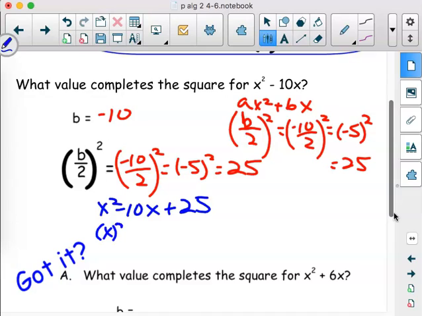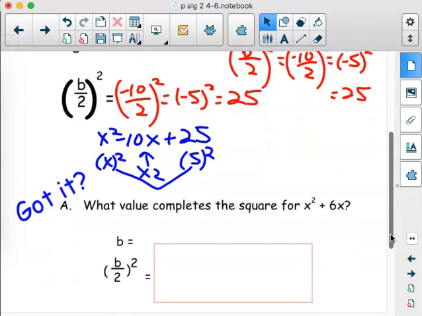This is x squared. This is 5 squared. 5 times x doubled is 10. Hey, it works. So that little b over 2 squared piece is what helps us to find the number that will make it a perfect square trinomial.